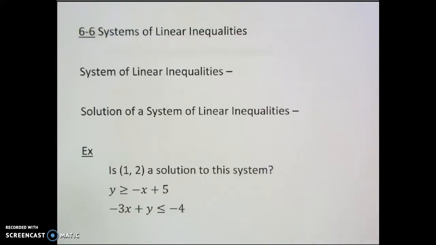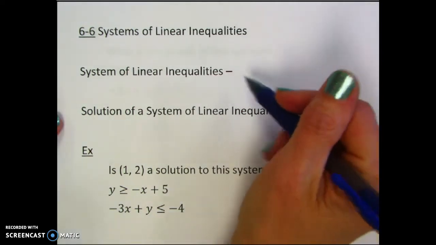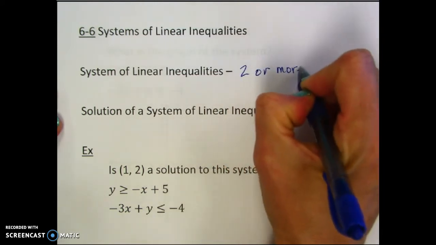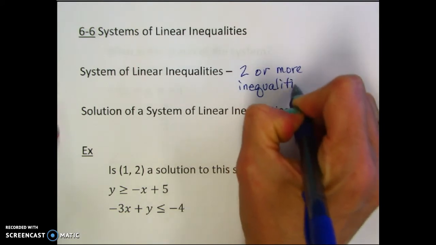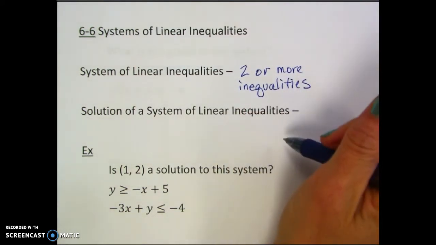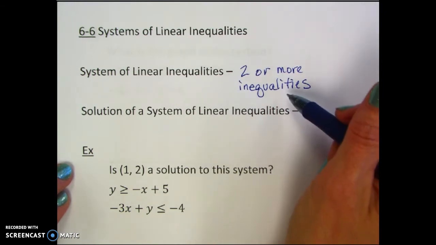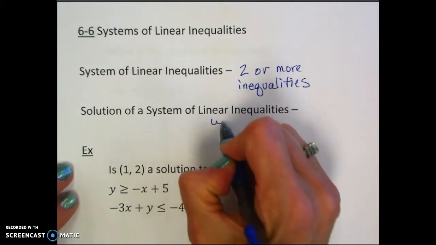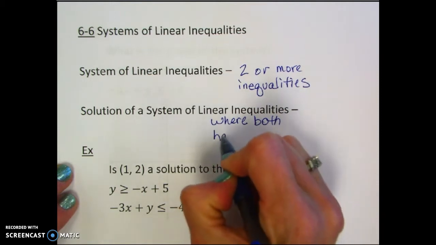Today we're looking at systems of linear inequalities. A system of linear inequalities is similar to a system of equations. It just means that we have two or more inequalities. The solution to a system of linear inequalities is the point or points that both inequalities share. So it's where both have the shading.